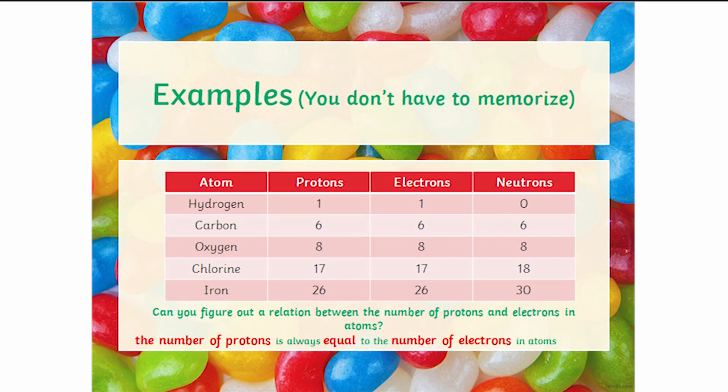We agreed that the number of protons is equal to the number of electrons, and a proton is charged positively and the electron is charged negatively. Take a minute to find why an atom is neutral while it contains positive and negative charges.